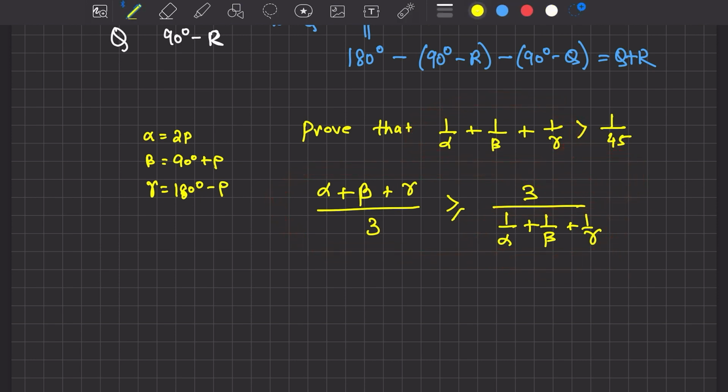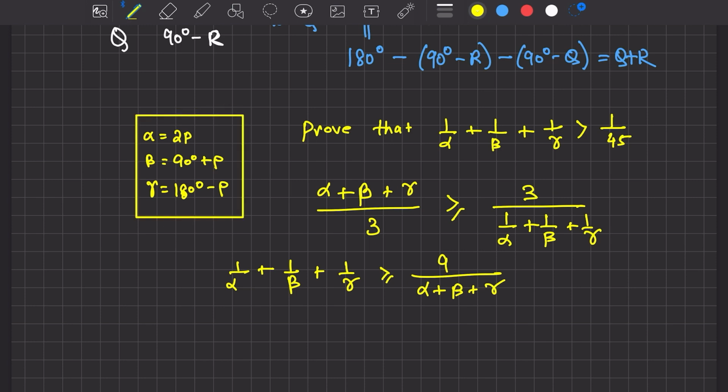In other words, we know that 1 over alpha plus 1 over beta plus 1 over gamma, so I just sort of cross multiply here, is greater than 9 over alpha plus beta plus gamma. So what is alpha plus beta plus gamma? We can get it from here. We have already calculated it. This particular inequality is known as arithmetic mean, harmonic mean inequality. And we are using that, and it's only true for non-negative or positive numbers.